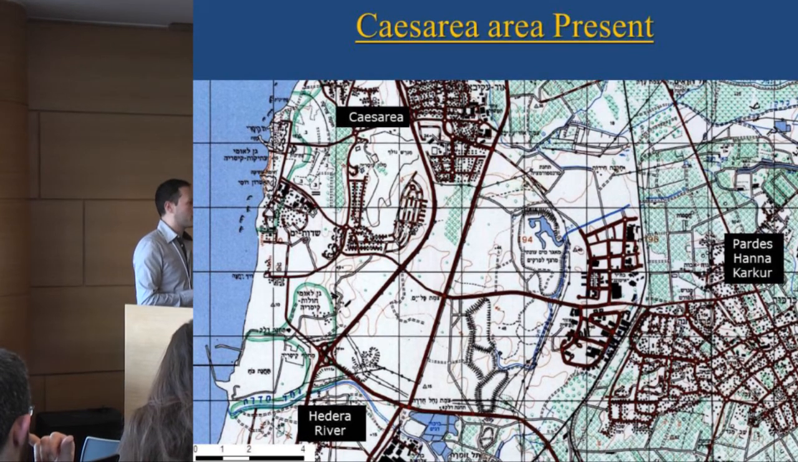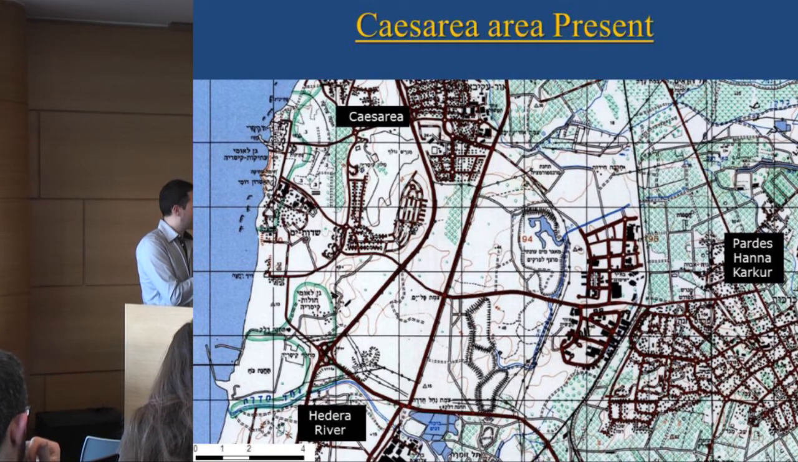This is a map of today. We have again this half circle, which is the city of Caesarea. We have the river. However, where we had the wood, we have today a town with a lot of built area and agricultural land.